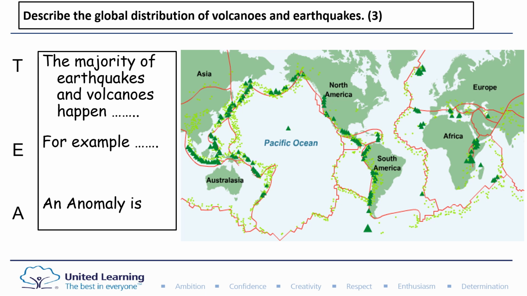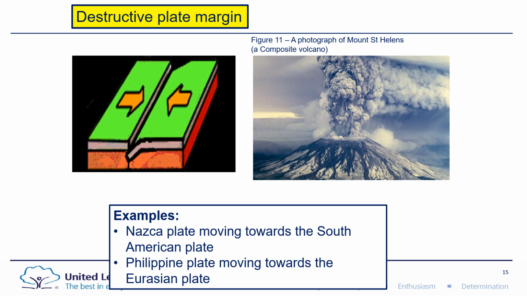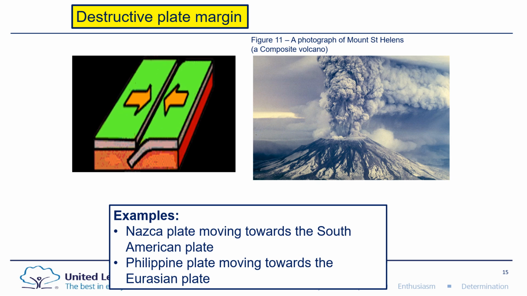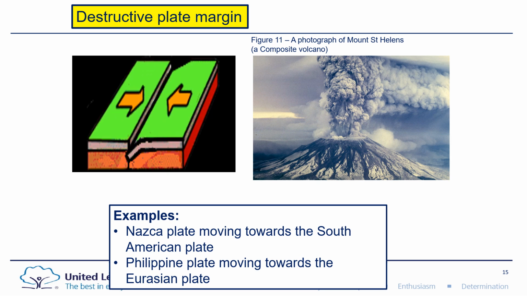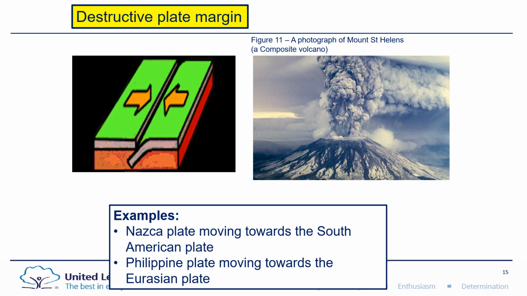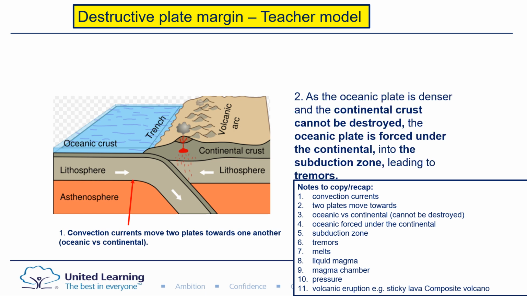So, let's have a look at the plate margins there are. So we've got a destructive plate margin. As you can see in the animation, one tectonic plate is moving and is subducted beneath another tectonic plate. What I want you to do is draw the diagrams and label the diagrams with me as I go through them on the next example. So here we go. We have got number 1, convection currents move 2 tectonic plates towards one another. One of them is oceanic, the other is continental. As the oceanic plate is denser and the continental plate cannot be destroyed, the oceanic plate is forced under the continental into the subduction zone.